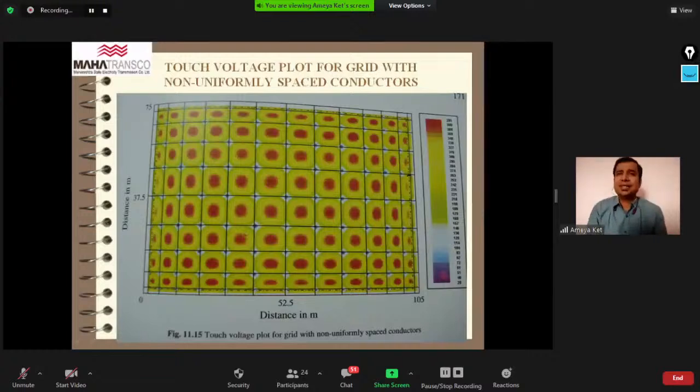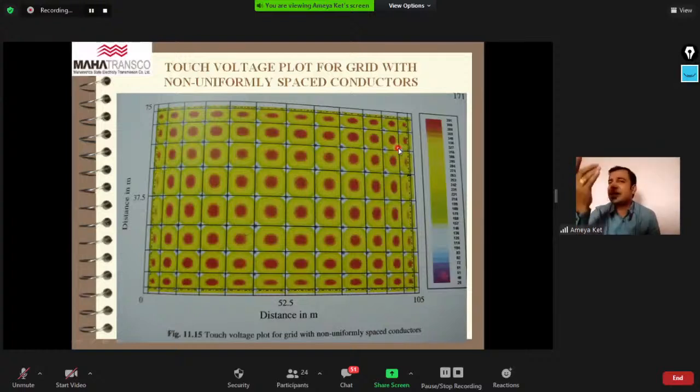Now, what happens if we install a proper earthing in the substation, but the vertical and horizontal earthing conductors, or those earthing MS flats, are non-uniformly spaced? So what happens to the potential differences? You are able to see this is not uniformly spaced. Look at the space over here, over here, and over here. It's not properly equispaced. It's non-uniform. So what happens to the touch potential? We will see.